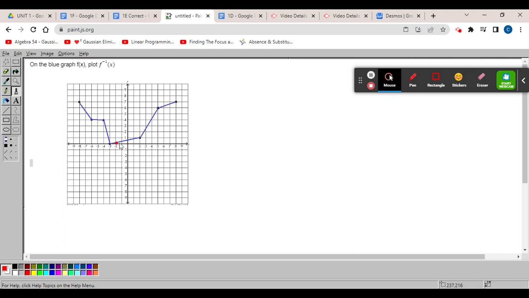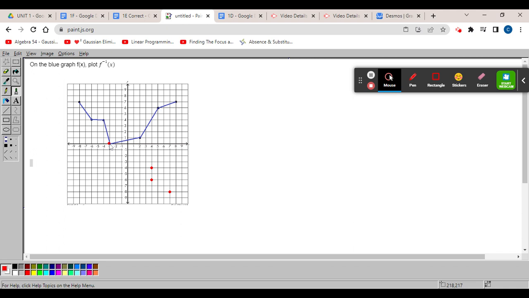Our first point is going to be negative 8, 7. So we're going to flip them. Now we go 7, negative 8. Our next point, negative 6, 4. Then we go 4, negative 6. Next point, negative 4, 4. Then we go to 4, negative 4. Just like that.